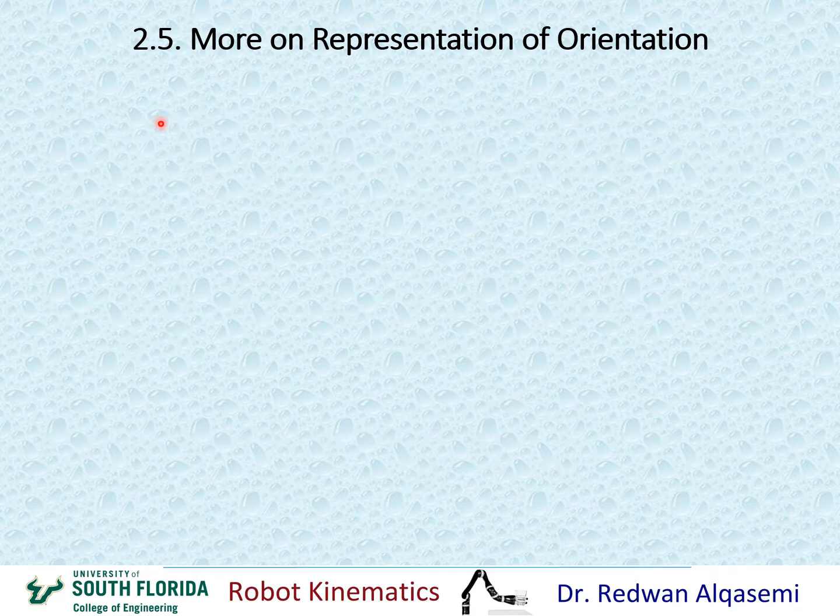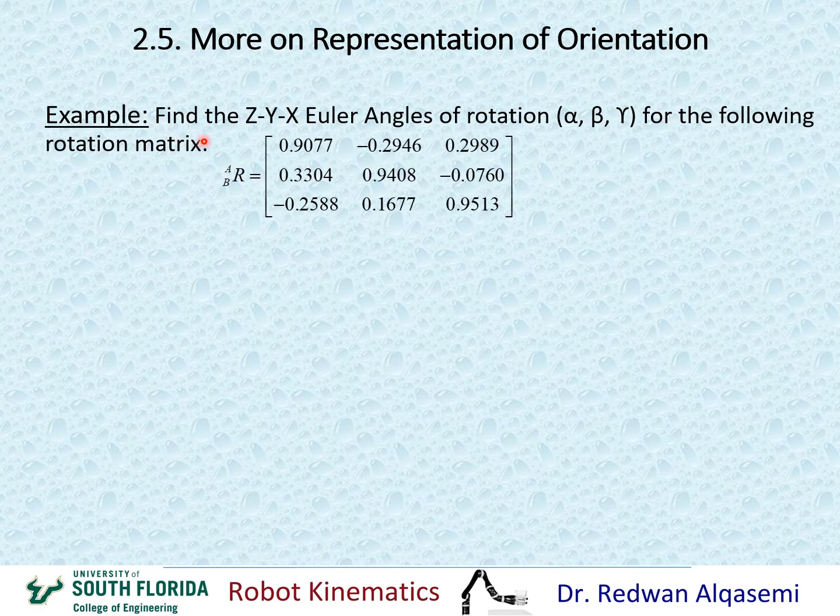Now let's take another example here with the opposite problem. Find the z, y, x Euler angles of rotation, alpha, beta, and gamma for the following rotation matrix. So we're given a rotation matrix, which is a resultant rotation matrix after 3 rotations. Rotation about z first, and then y, and then x in the Euler angle convention. And we need to find alpha and beta and gamma that correspond to this resultant rotation matrix.